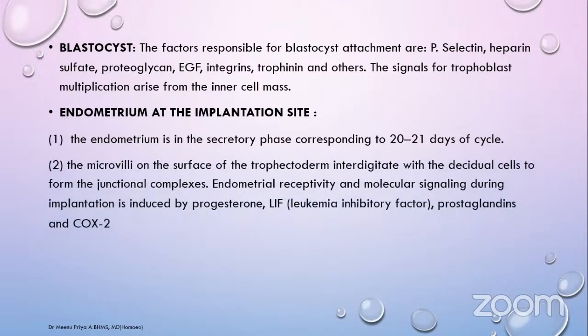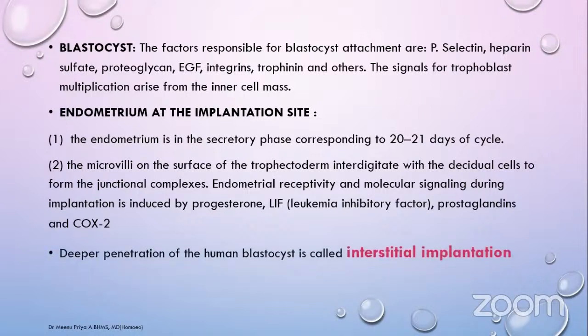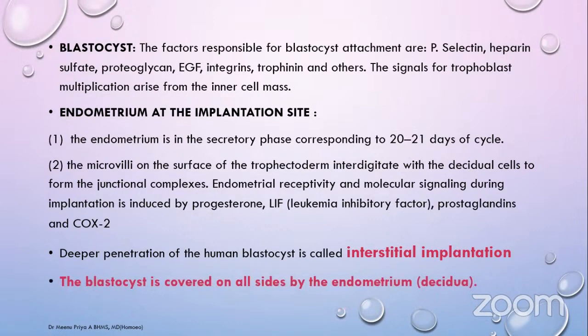The microvilli on the surface of the trophectoderm interdigitate with the decidual cells to form junctional complexes. Endometrial receptivity and molecular signaling during implantation are induced by what? What are the things that induce the endometrium to receive the zygote? That is progesterone, leukemia inhibitory factor, prostaglandins, and cyclooxygenase 2. These are the factors responsible for receiving the zygote. The deeper penetration of the human blastocyst is called interstitial implantation, because it is going into the endometrium. That is why it is called interstitial implantation. And after implantation, the blastocyst is covered on all sides by endometrium. Now it has become a part of the endometrium, and that is the decidua.